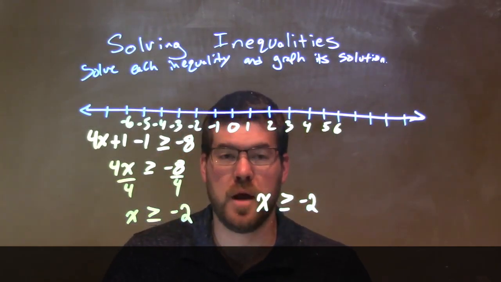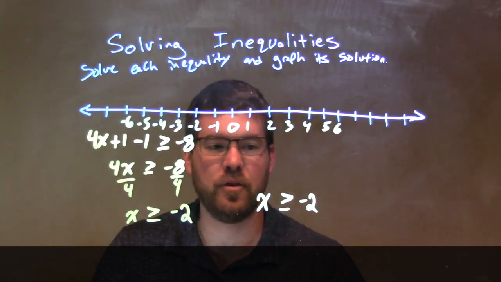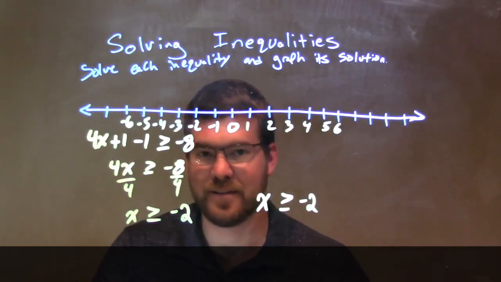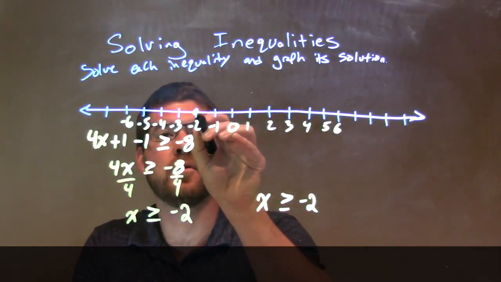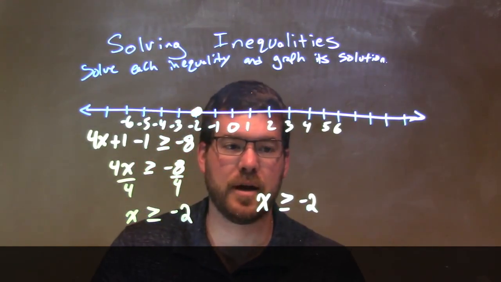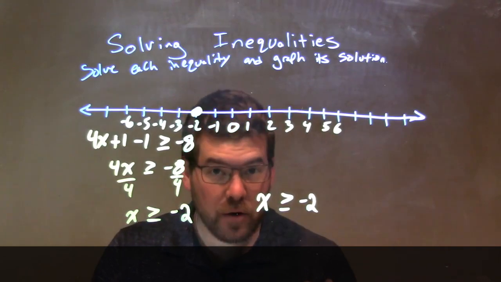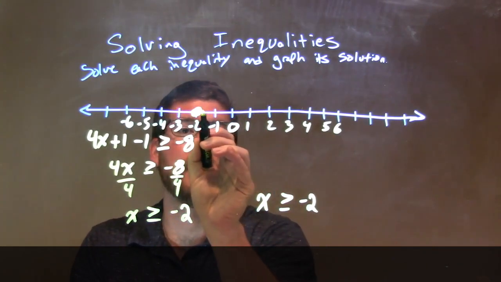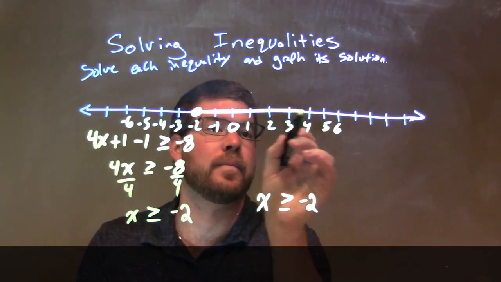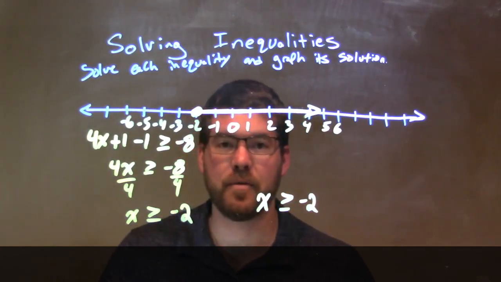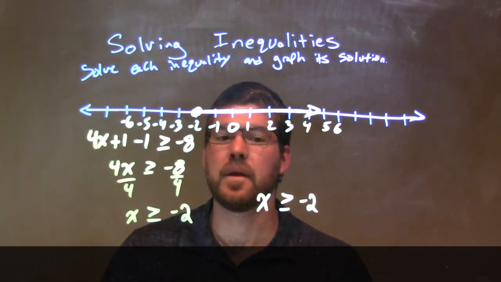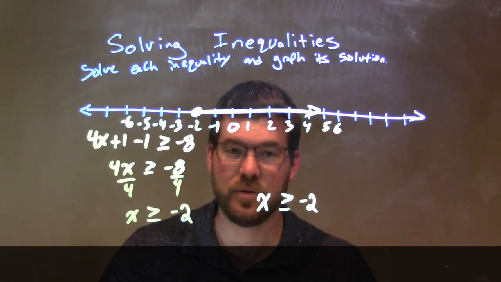Okay. So now what I want to do is at -2, I'm going to put a closed circle because it's equal to -2. So we have a closed circle right there. Closed circle there at -2. And then since x is greater than -2 as well, we'll put our arrow to the right. And there we have it. Our final answer here is just x is greater than or equal to -2.